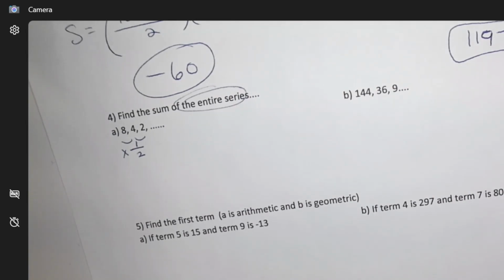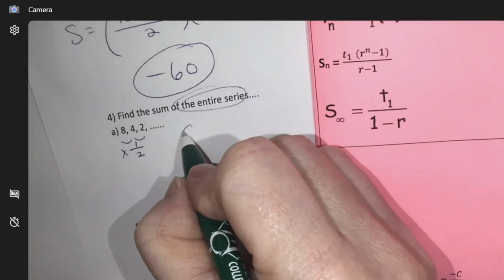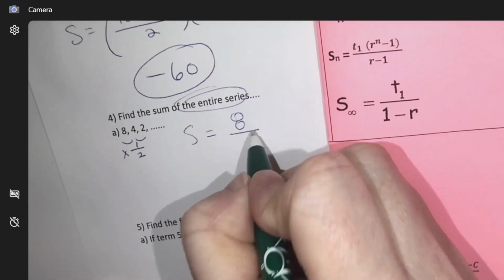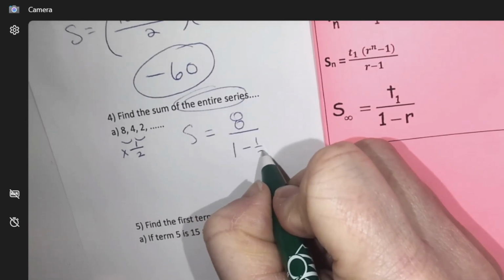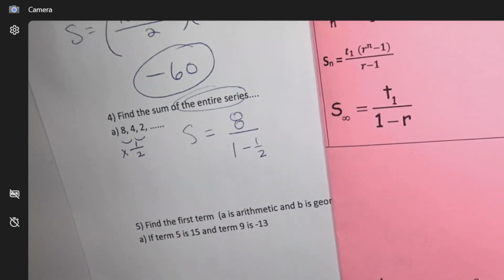So on the first one, it looks like we're timesing by a half, right? So I'm going to go term 1, 8 over 1 minus a half. That's the formula. This one is a nice formula. Just make sure you put brackets on the bottom stuff.